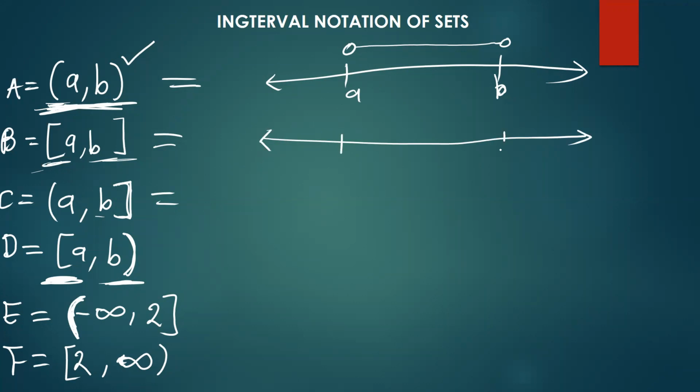So you have A there and B there. Since it's closed, you're going to shade the dot like that. Even there I shade it. And then you connect the two dots.